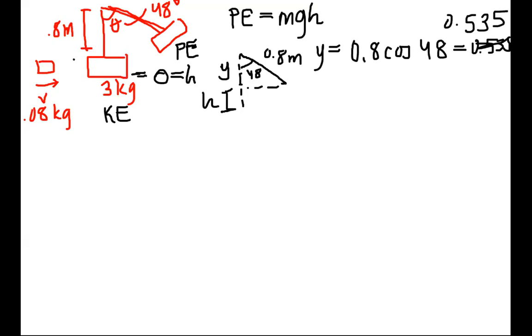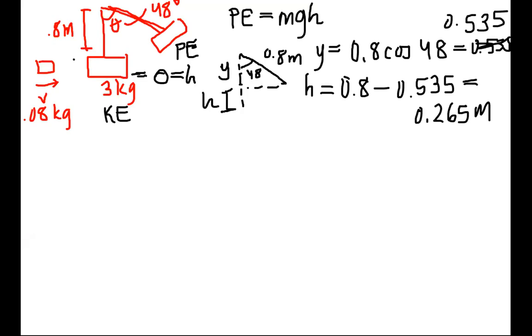And if we want our height, we can subtract that from our 0.8 meters. So 0.8 minus 0.535 will tell us how high the object was raised, which is equal to 0.265 meters.